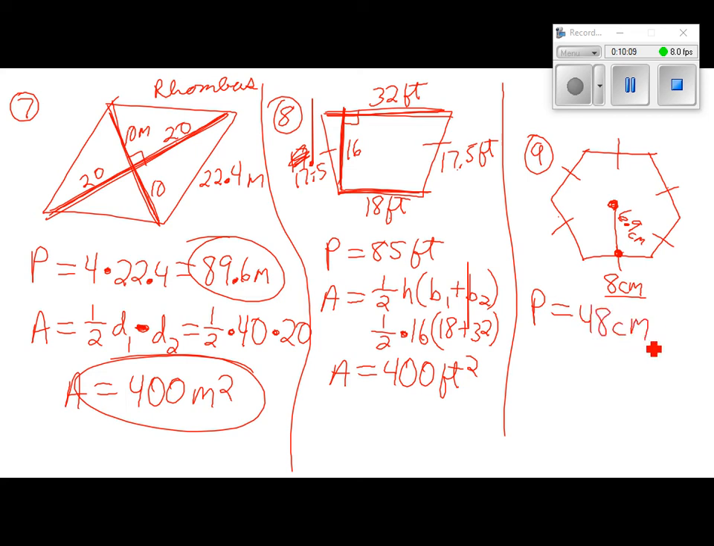That's the perimeter. For area, the formula is 1/2 times big P times little a. Remember, big P stands for perimeter, little a stands for apothem. So we got 1/2 times big P we just found right above there is 48. And little a is the apothem. Apothem, remember, goes from the center to the midpoint of one of the sides. So that's 6.9. You punch all that into your calculator and you end up with the area equals 165.6 centimeters squared.